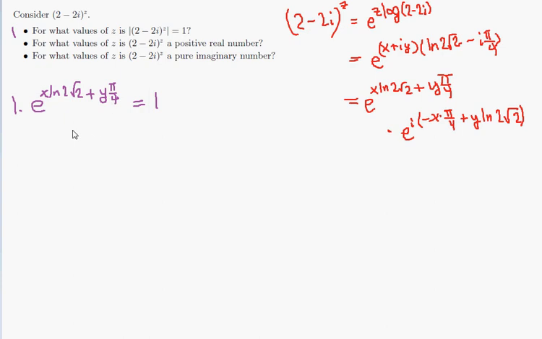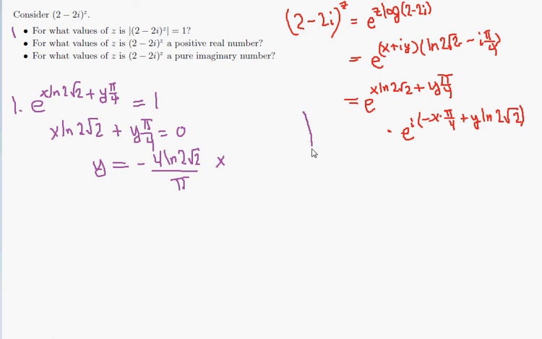Because x and y are real, this only happens when the exponent, x times natural log of 2 square root of 2 plus y pi over 4, is equal to 0. Or in other words, if we solve for y, we would have that y is equal to negative x times the natural log of 2 square root of 2, and then I multiply by 4 over pi to isolate the y. And so as long as the imaginary part is this constant times x, then 2 minus 2i to the z will have a modulus of 1.